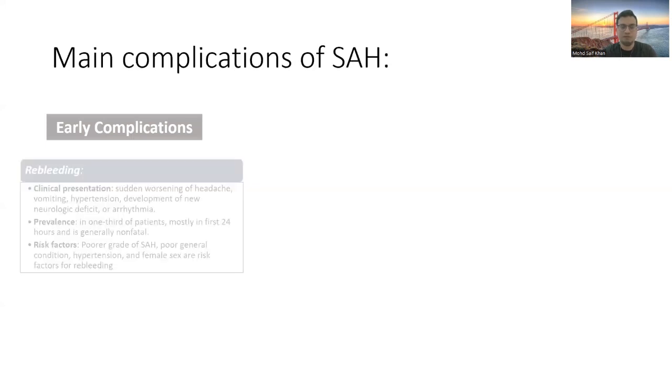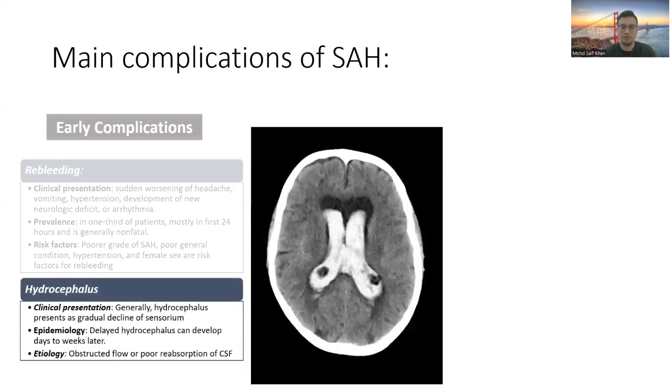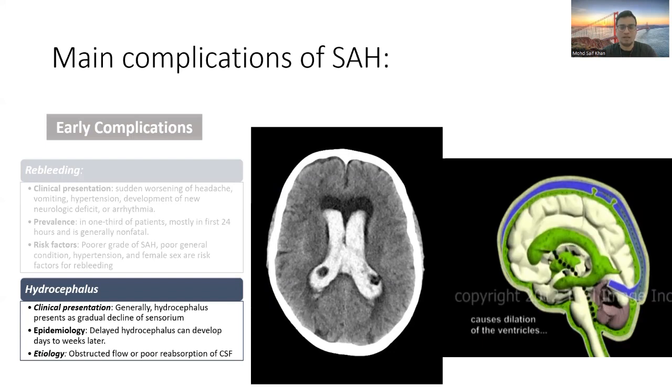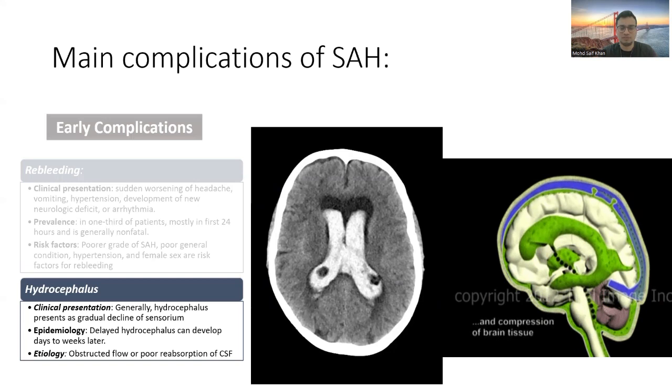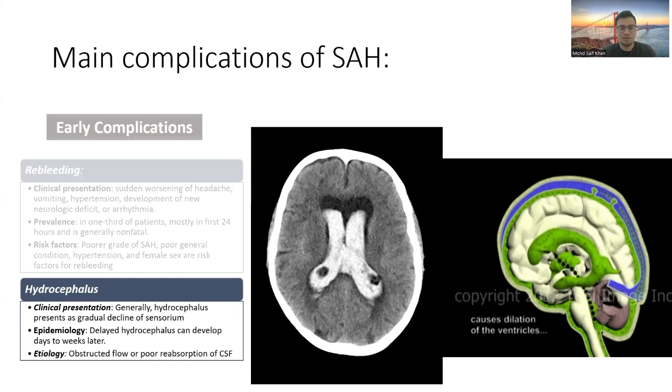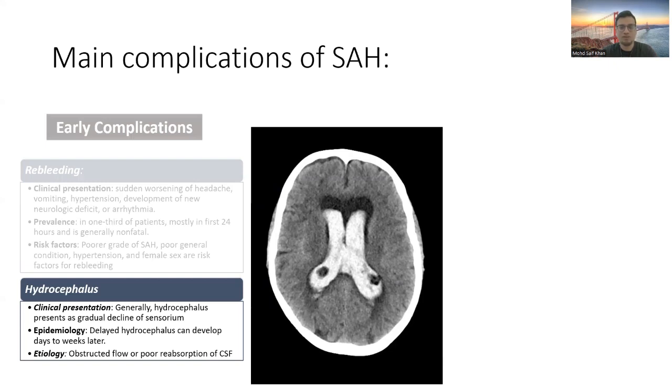Now, apart from rebleeding, another complication which can occur due to disturbance of flow or reabsorption of CSF is hydrocephalus, which can develop in days to weeks. It is the consequence of impaired reabsorption at the arachnoid villi, and blood gets clotted and obstructs the CSF flow in the ventricular system. So that is the pathophysiology, and generally hydrocephalus presents as a gradual decline of sensorium, not as a rebleed.